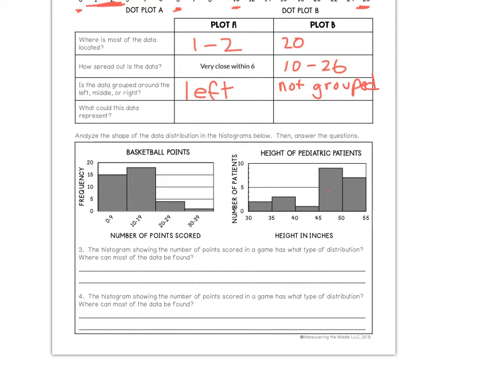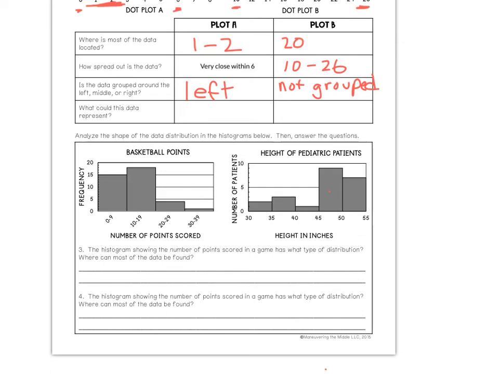All right, let's take a look now. Analyze the shape and distribution in the histograms below. Then answer the questions. Well, we have two different histograms. We have basketball points, and we could see that the bottom represents the number of points scored and frequency. And we have the height of pediatric patients, the height in inches and the number of patients.